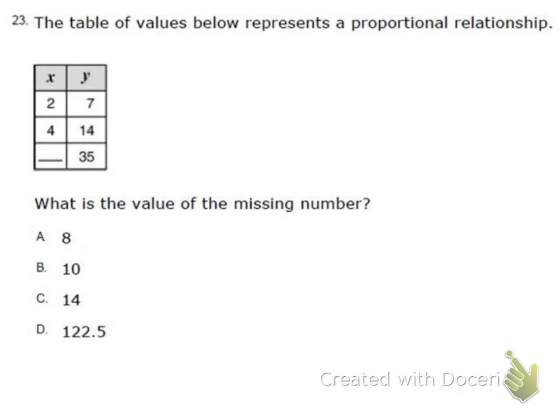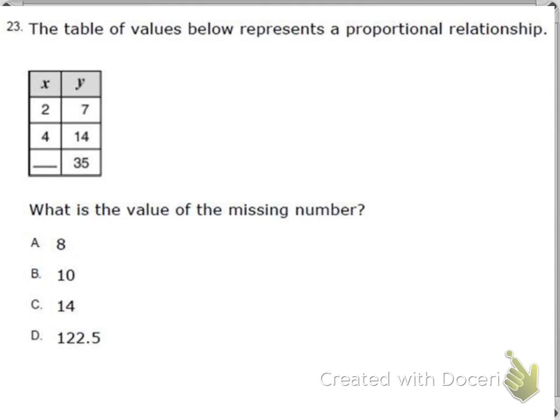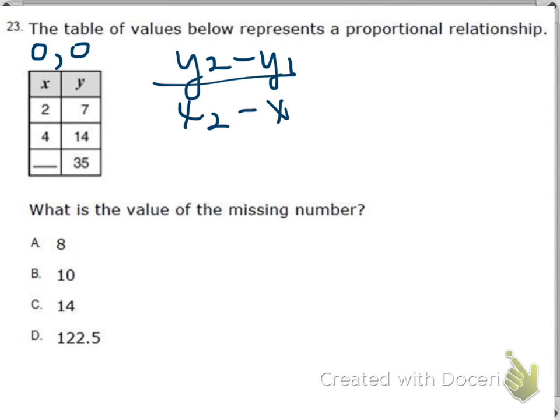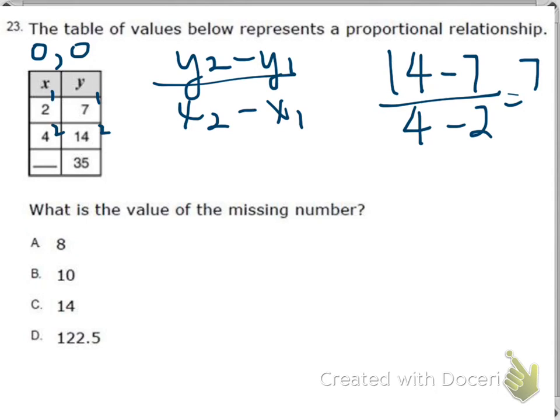And the final one for this video, the table of values below represents a proportional relationship. So that means if I had a 0x, I would also have to have a 0y. So let's see what we do know. What is the value of the missing number? Well, the safest way to do this is to do y2 minus y1 over x2 minus x1 and find out what our unit rate is, what's happening over the line. All right, so let's make this 1, 2, 1, 2. 14 minus 7 over 4 minus 2 equals 7 over 2.